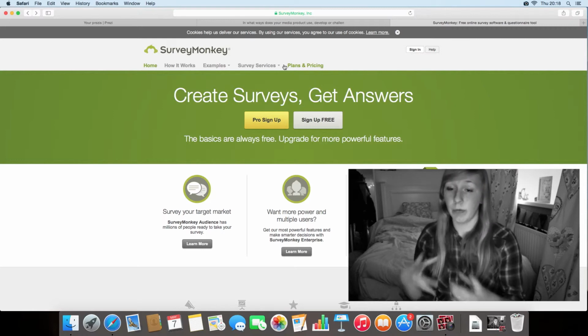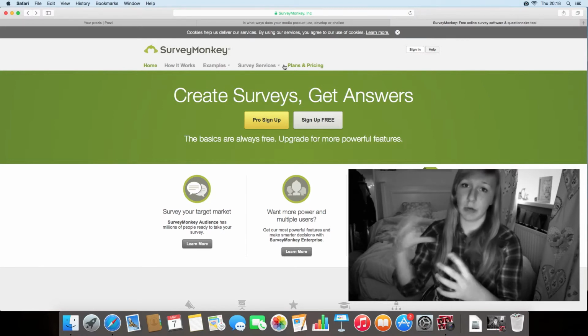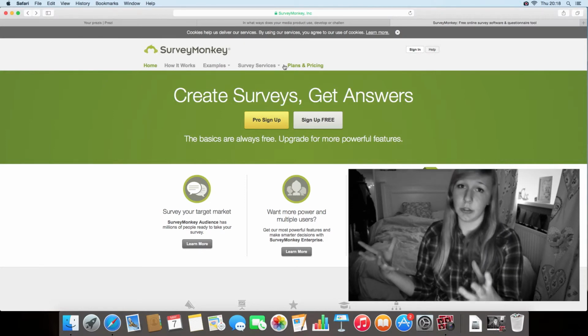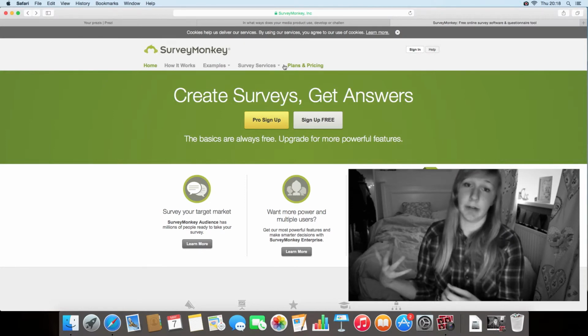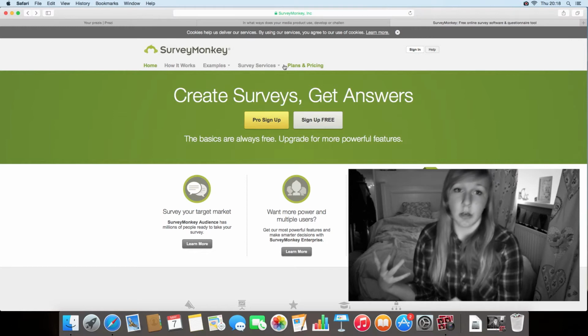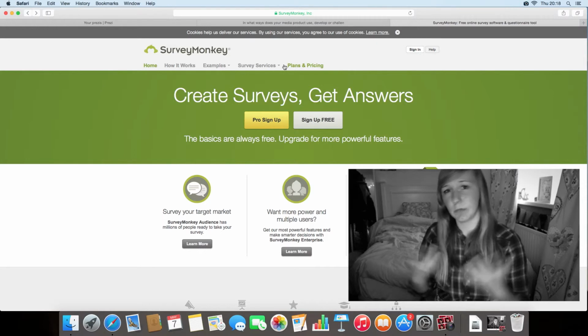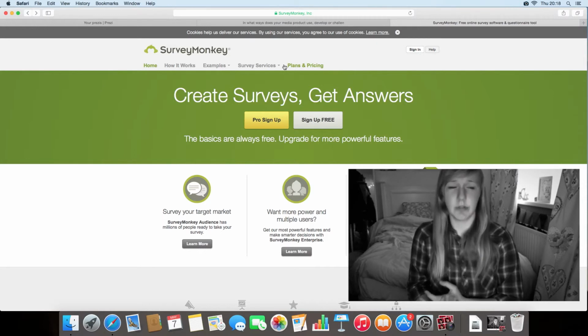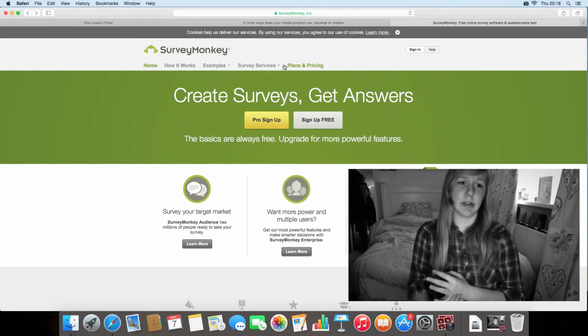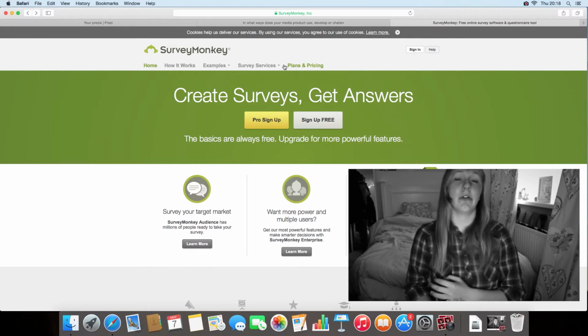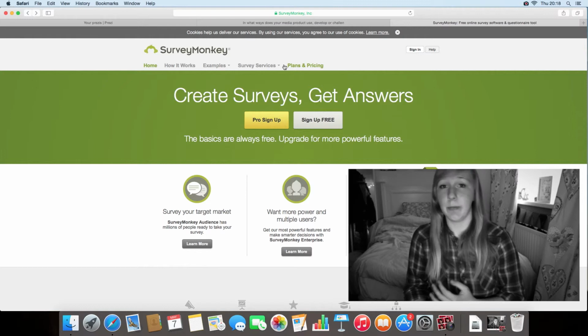SurveyMonkey also reviews all the information for me and puts it into graph forms, so it's easier to analyse, which is great because it saves me time, so I don't have to do all that. I can just look at the graphs and realise, yeah, okay, that's what they want, sorted. So SurveyMonkey is great because I can get responses easily and quickly from a range of different people.